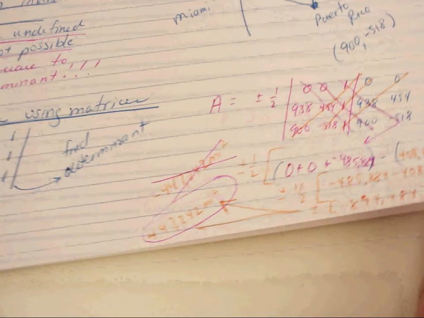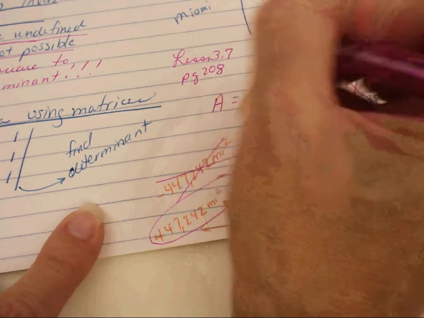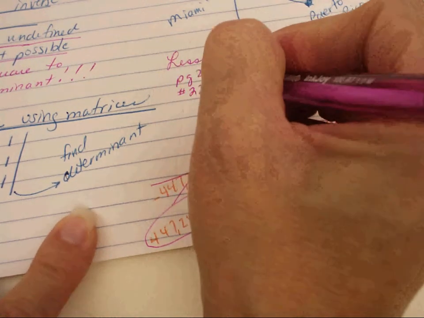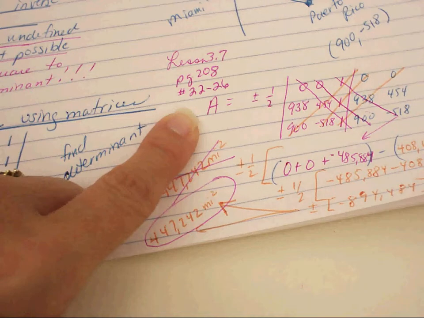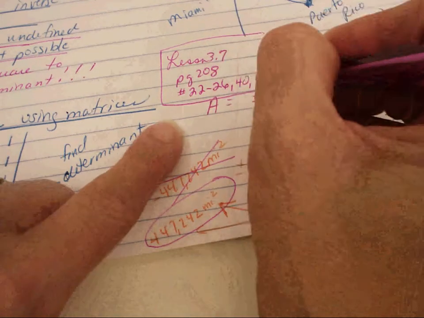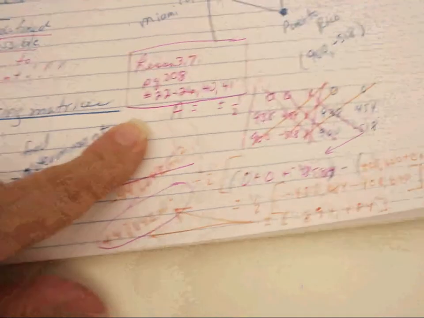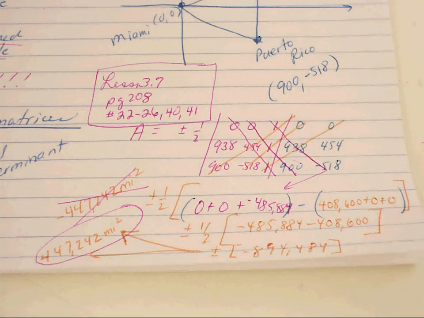Now, I told you yesterday that we were just going to hold off and work on this today so that you just practiced finding the determinant yesterday. That was the goal. So today, we are going to continue in lesson 3.7, page 208. You're going to do 22 through 26. You're going to find the area, and then you're going to do two application problems, a 40 and a 41. Each of the questions below is going to require you to use this formula in lesson 3.7, page 208, 22 through 26, 40 and 41.